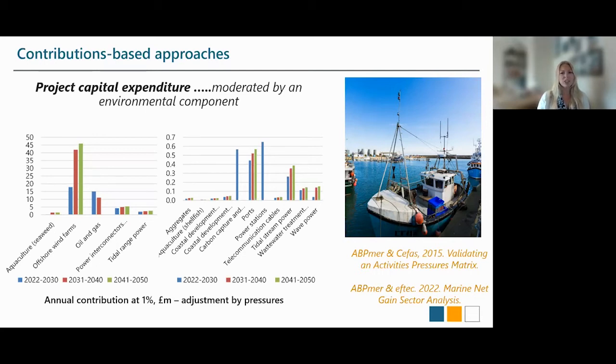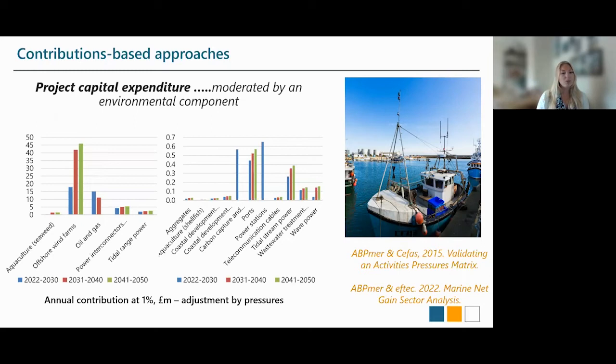Also, capital expenditure was felt to be related quite closely to business and also to a level of project activity too. It was, however, recognised by industry in particular that this financial approach did weaken the link between marine net gain and the environmental impact of the project. And so moderating capital expenditure or other contributions by some form of environmental component was actually highly supported.